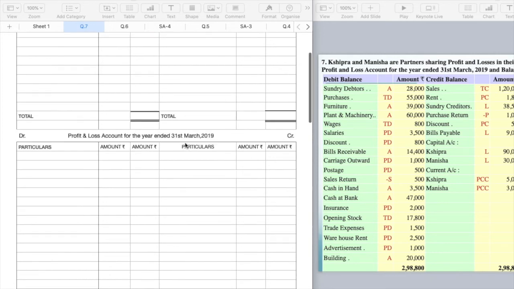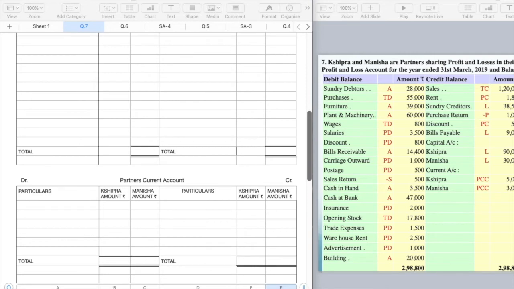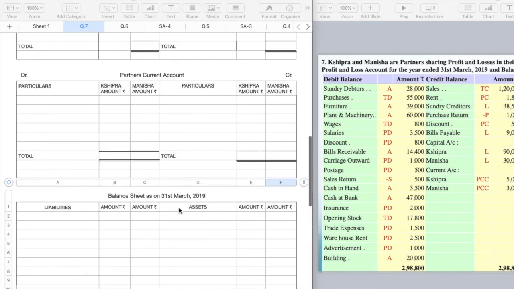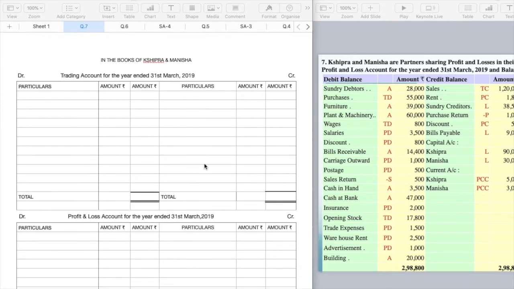Profit and loss account for the year ended 31st March 2019, DR and CR. Partners' current account, Shipra and Manisha, on both sides and at the corner DR and CR. Then balance sheet as on 31st March 2019. Right? So we'll start with the posting of the trial balance.